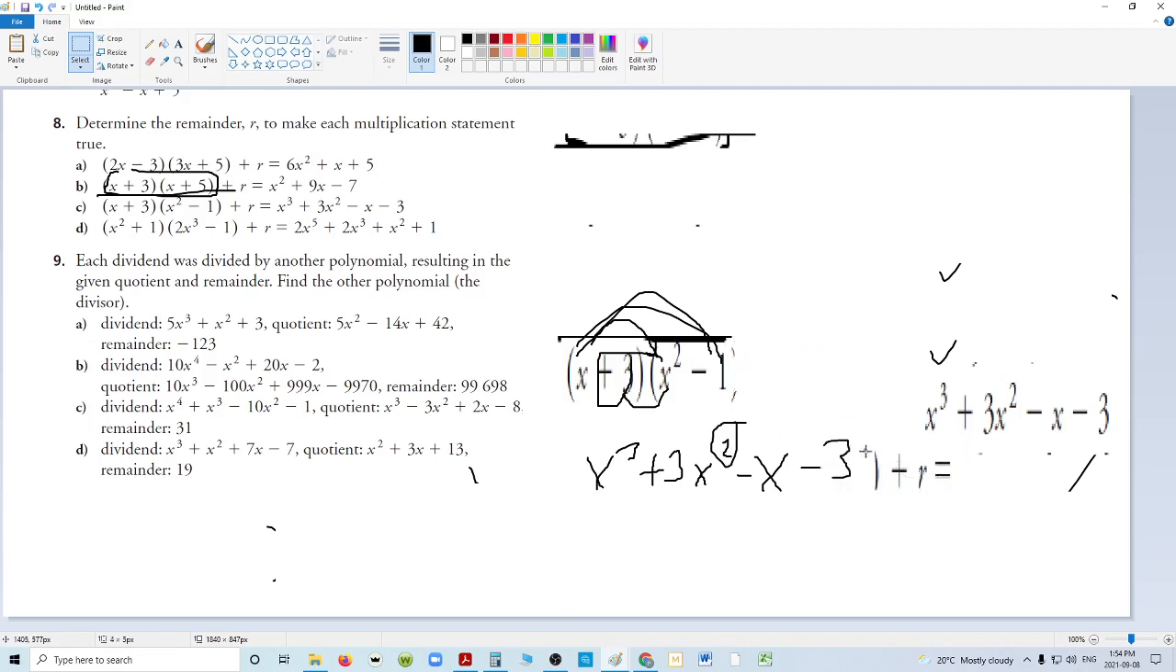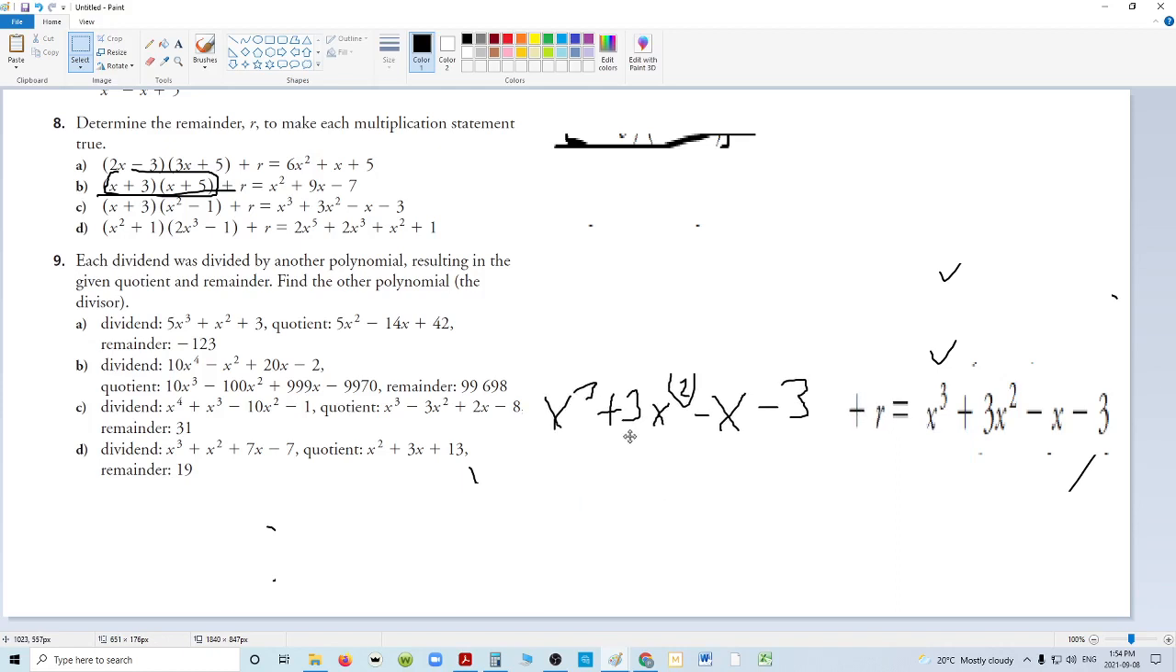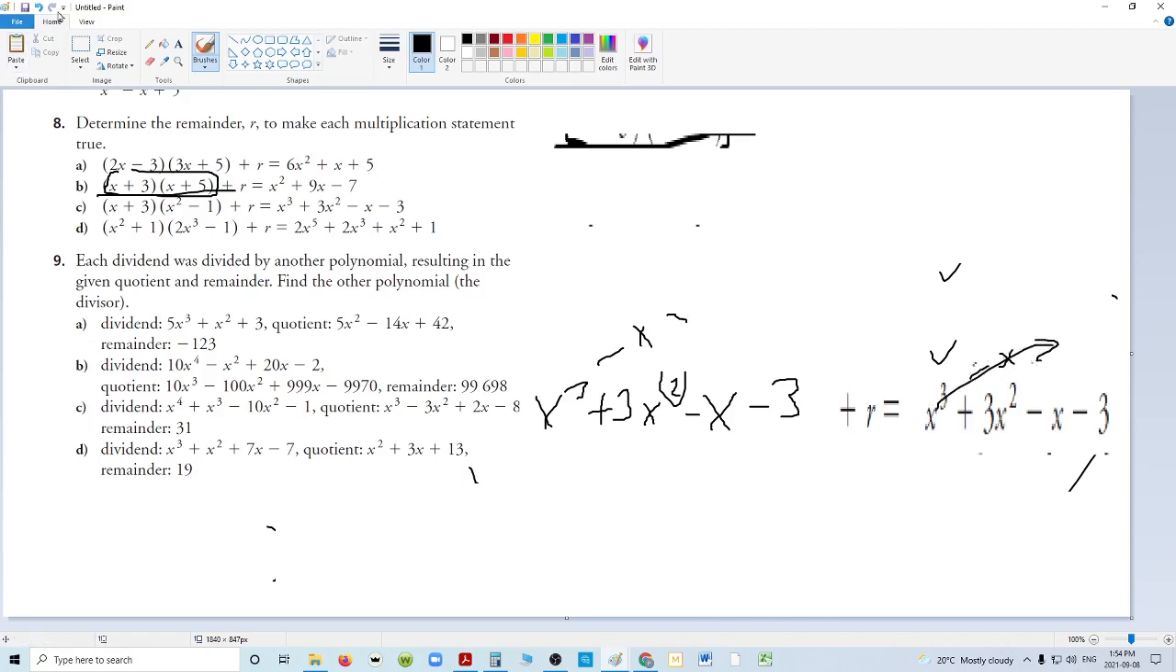Okay, so you can just solve it algebraically. This plus r is going to equal that. So if I subtract x cubed from this side and x cubed from this side, the x cubes disappear. So I can just get rid of them, really. Whenever you see identical terms on opposite sides of an equation, they will cancel each other out.